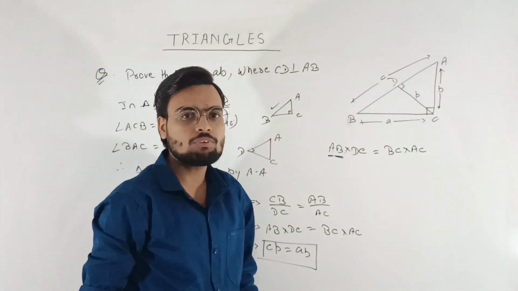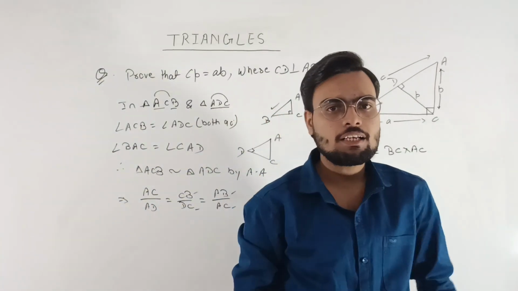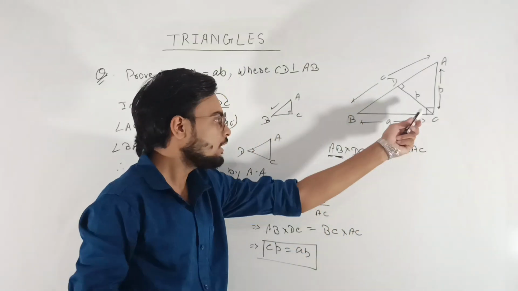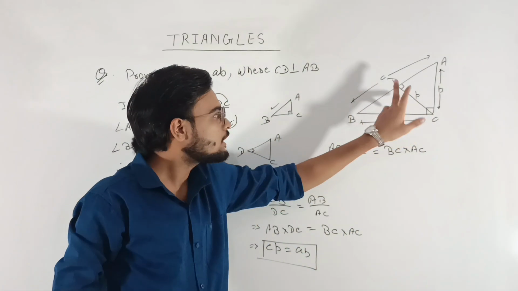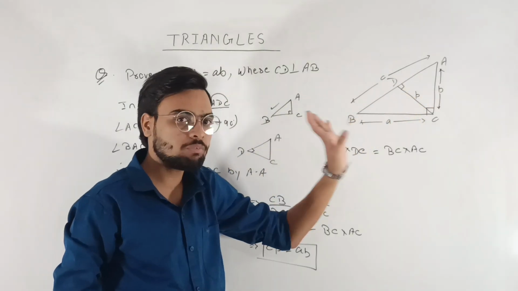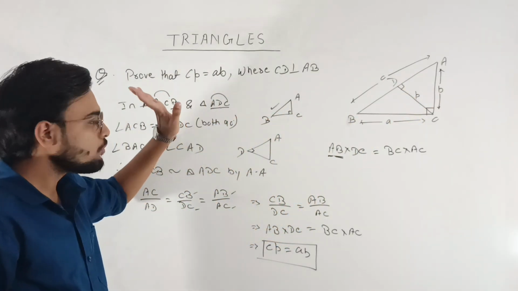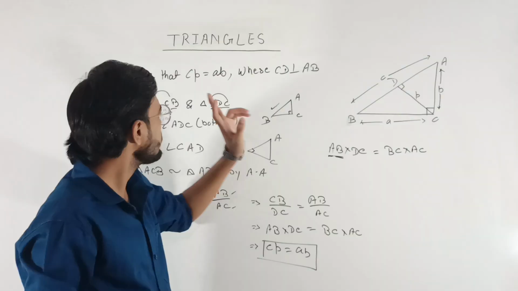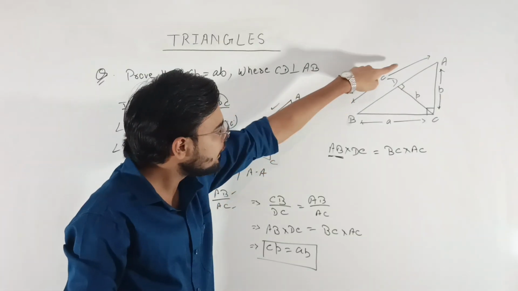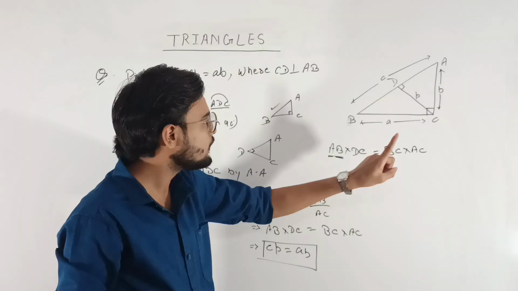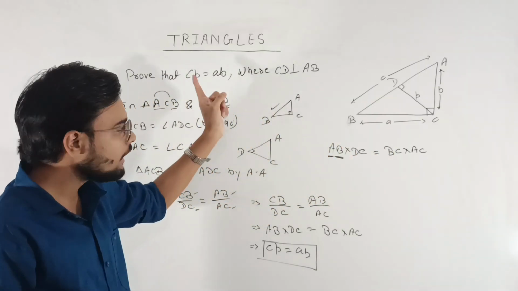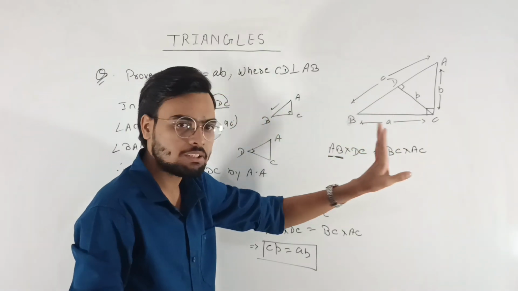Got it? Let's see one more time. We have a triangle ACB, which is right angled at C, and in this triangle CD is perpendicular to AB. So we have to prove that CP is equal to AB. Now CP is, C is here AB side, P is here DC side, equal to BC into AC. BC is A and AC is B.